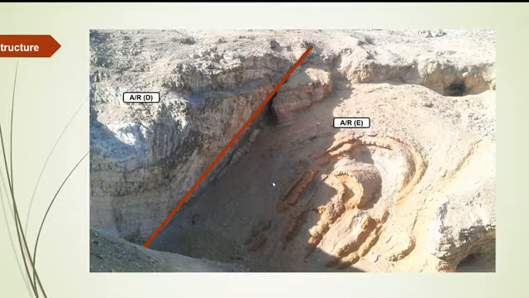Finally, we have an excellent exposure for a fault, in the Abu Rawash D member and the Abu Rawash E member. We have here a fault, and we have here an anticline and syncline. Here's the anticline. Here are the two limbs of the anticline and the syncline. There is something like compression, compressing the Abu Rawash E member towards the Abu Rawash D member, causing the folding of this member into anticline and syncline.